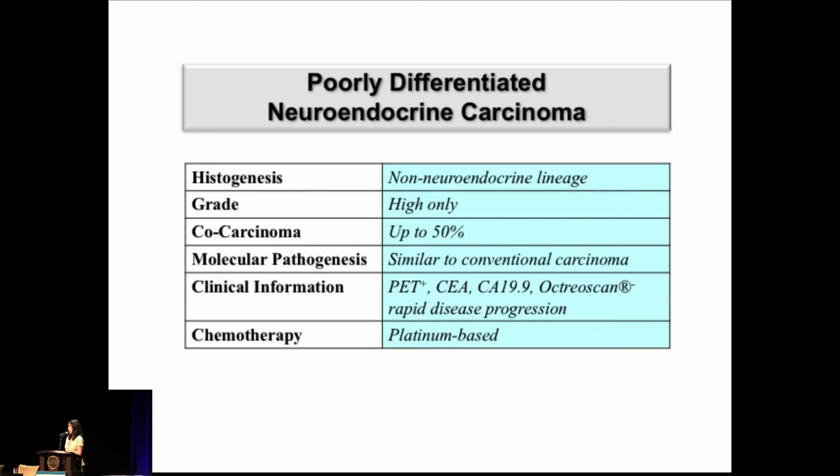So just to put this together again, these are completely different from well-differentiated neuroendocrine tumor. These are carcinomas, and they have a different cell lineage, and they only have one grade. It's not necessary to give them a different grade. And up to 50% can have a combined conventional carcinoma. And when we run molecular markers, they are very similar to conventional carcinomas and different from neuroendocrine tumors. And clinically, I mentioned earlier, the markers, the presentations, and the prognosis are different. And therapeutically, also different.